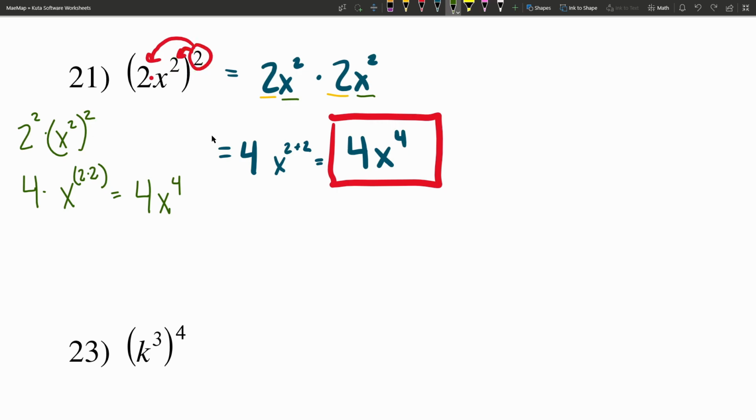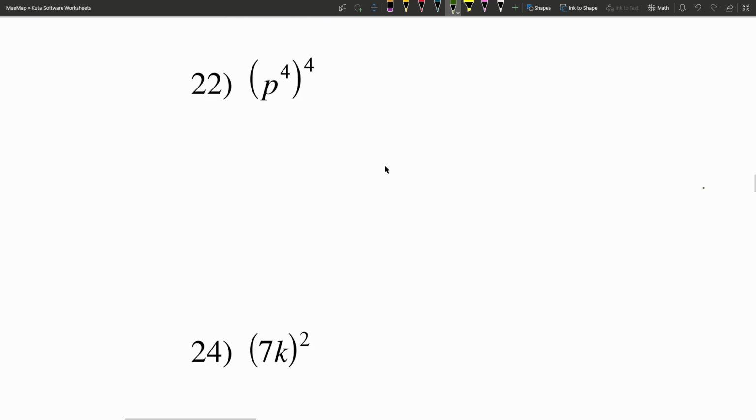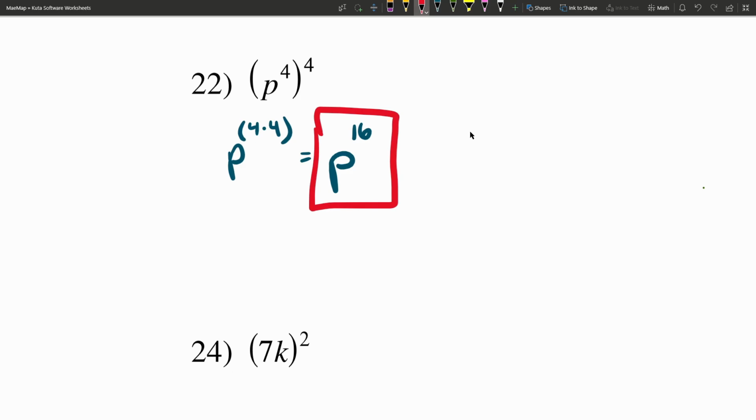So let's take a look at this even further in number 22. In number 22, we have p to the fourth raised to the fourth. What are we going to do with those exponents? We're going to multiply them together. So this is going to be p, that base, to the 4 times 4, which is p to the 16th. That's our solution in number 22.